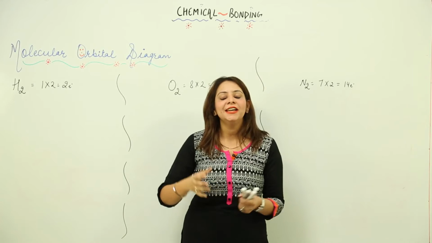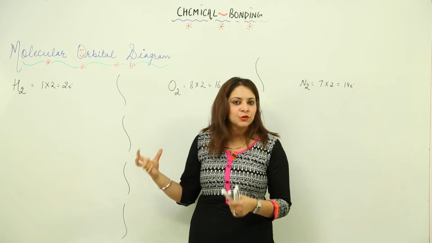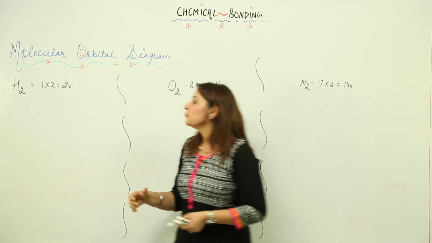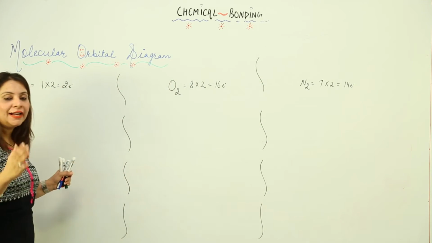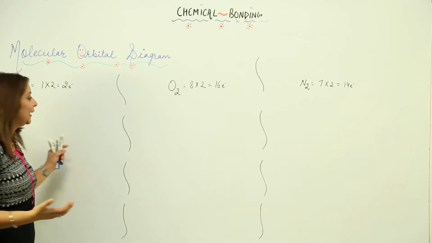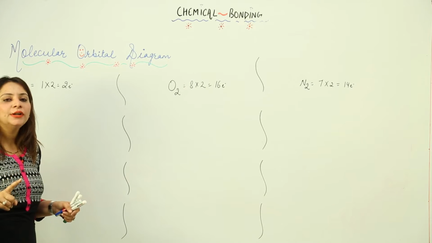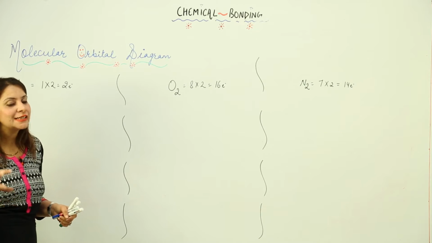Now we'll make the orbital diagram for it. It's very easy and, you can say, a tricky task. So just look at the board. Suppose I need to draw the molecular orbital diagram for the hydrogen molecule. My first step is that I need to calculate the total number of electrons possessed in that molecule.